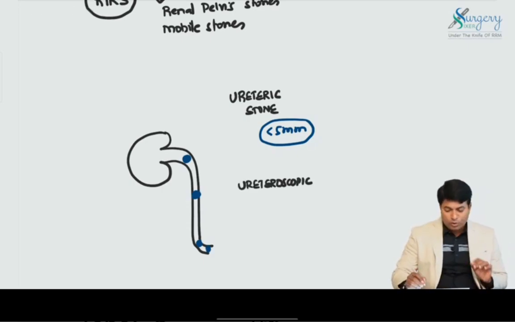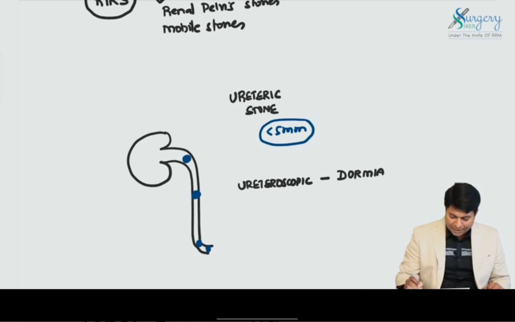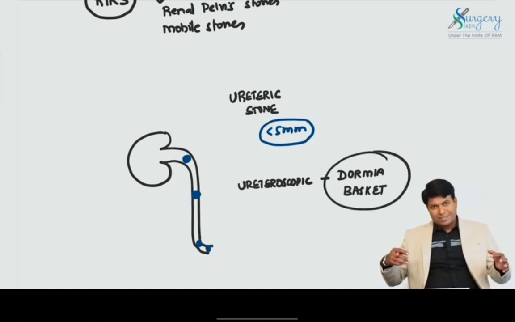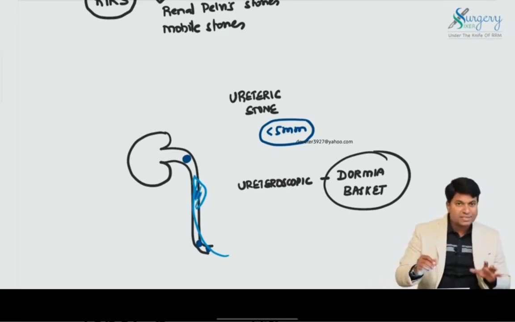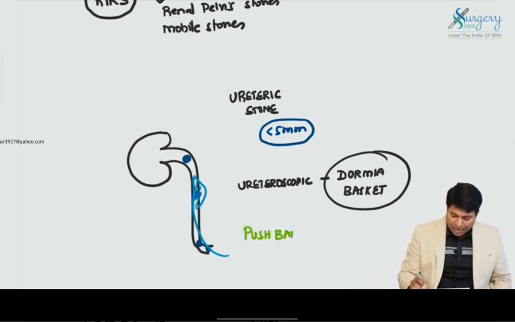Ureteroscopic retrieval using what basket? The basket is known as the Dormia basket. We pass it. I will show you the image of the Dormia basket, which will go inside like this, and we open the basket and retrieve the stones out. So this is the Dormia basket. And one interesting technique available is known as the push bang technique. This is a 100% expected MCQ from Bailey and Love.